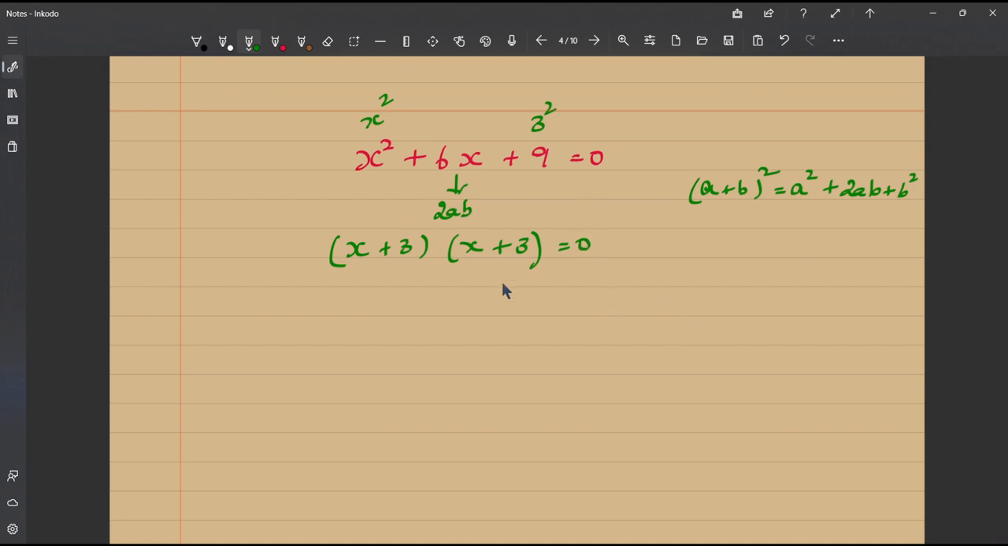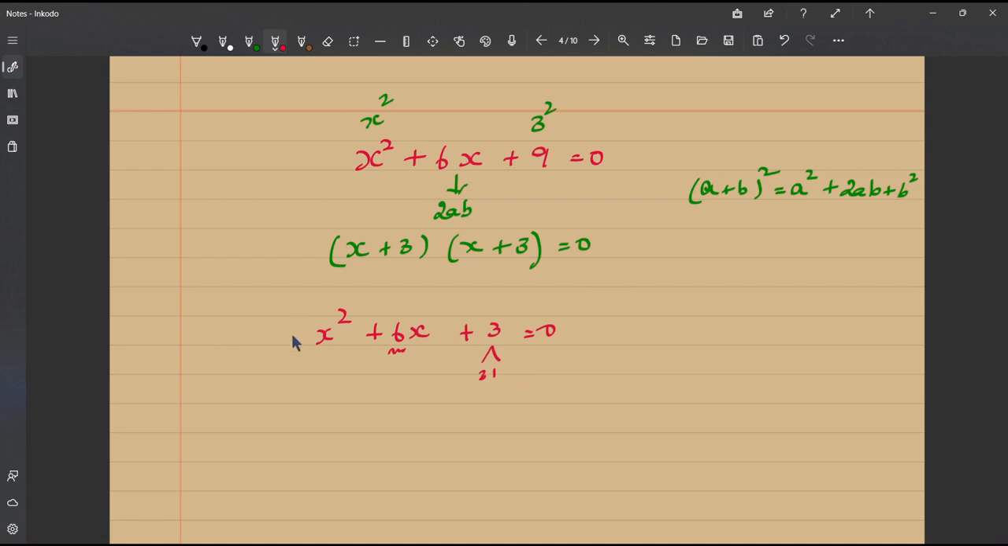Let us assume, for example, the same equation x squared plus 6x plus 9, just that the constant term is not 9 anymore. Let's say it is x squared plus 6x plus 3. Now, a factorization method cannot be adopted. The factors of 3 are just 3 and 1. Adding or subtracting 3 and 1, nothing would give you 6, so as to enable us to split the middle term. So factorization is not possible.